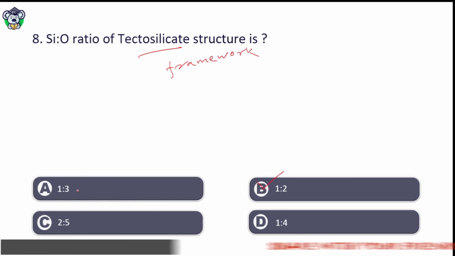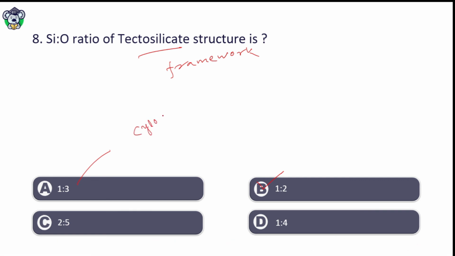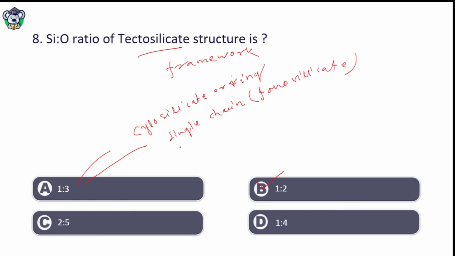Then 1:3 is of what? Cyclosilicate, or sometimes called ring silicate. And 1:3 is also the ratio of single chain silicate that belong to inosilicates. 2:5 is the ratio of sheet silicate, or phyllosilicate. Similarly, 1:4 is neso or orthosilicate.